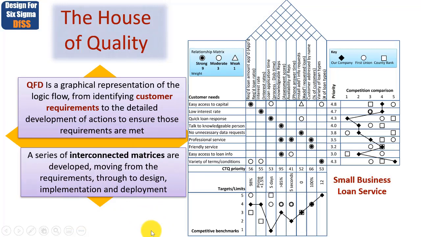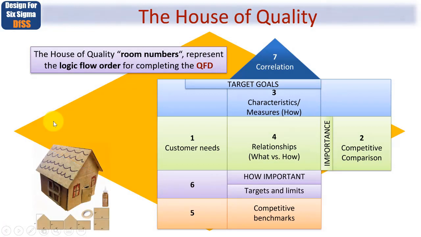So the House of Quality is in essence a series of interconnected matrices that are developed starting from moving from the initial requirements through to the design, onwards to the implementation, and ultimately to deployment of your new product, service or process. And this House of Quality is using an example of a small business loan service, which, as I said, we'll work through in the remaining 3 modules. So the House of Quality looks like this as a general model, where we have different room numbers, and these are done in logical flow, starting with room 1, going on to room 2 and so on, that represent the logical flow order for completing the quality function deployment.